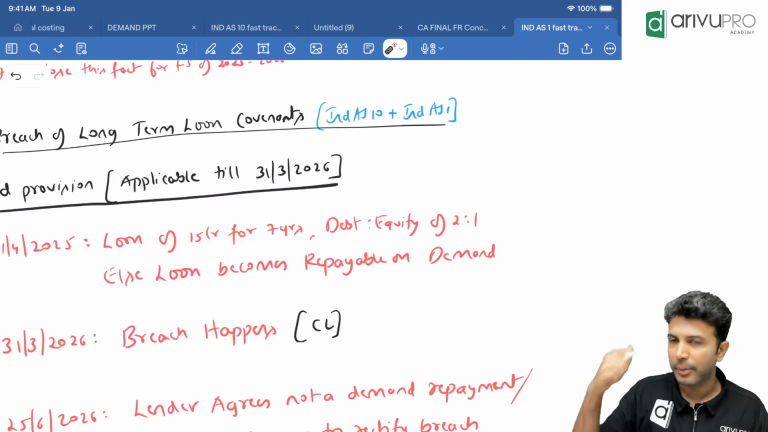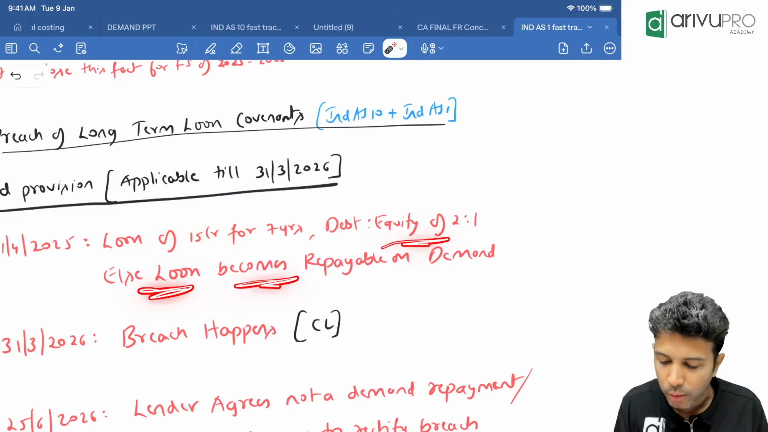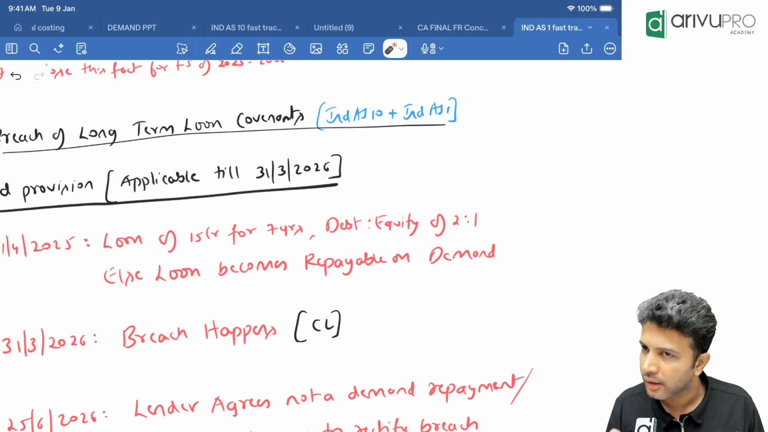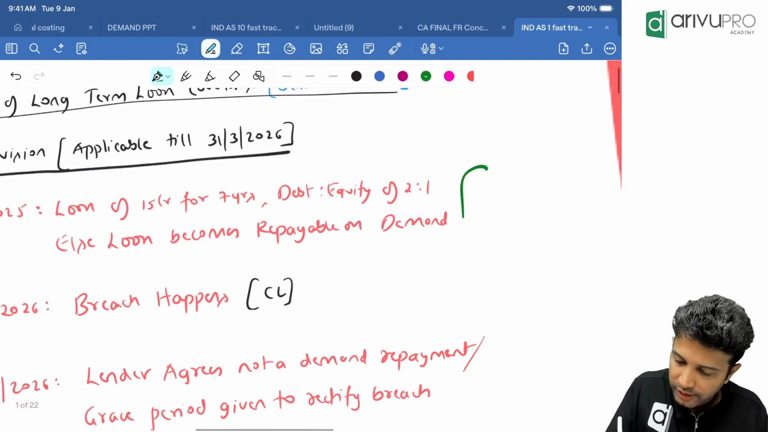15 crore becomes repayable on demand. If these terms and conditions are violated, the loan becomes repayable on demand. Under these conditions, we took a loan. Clear? Now let's say on 31st March 2026, just for your context, I'll give you this.